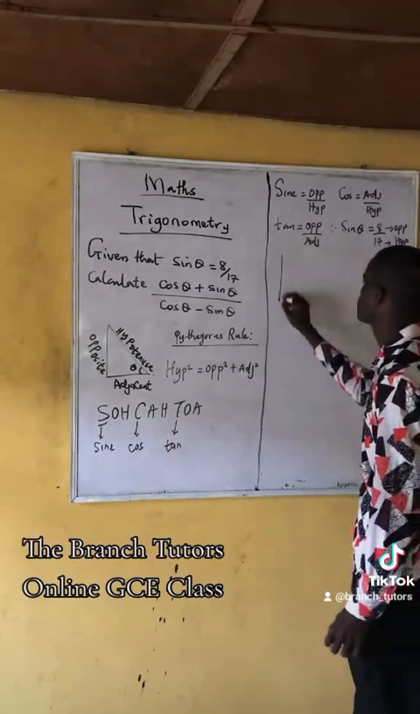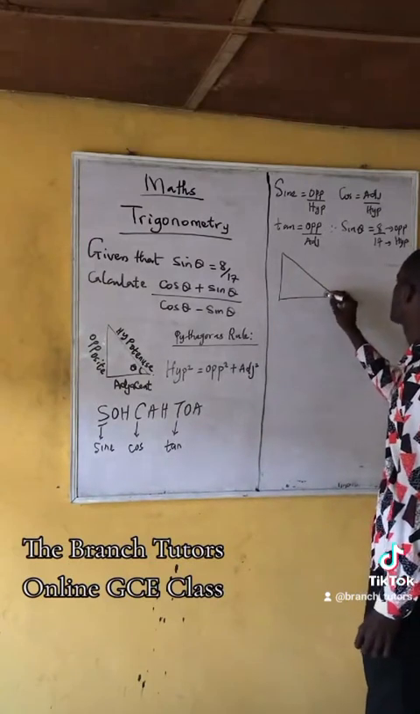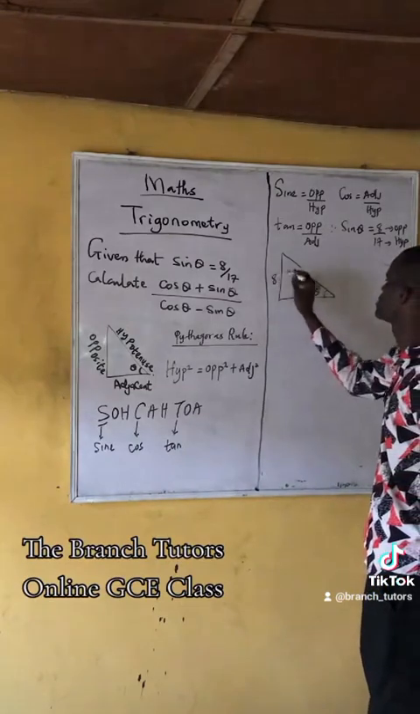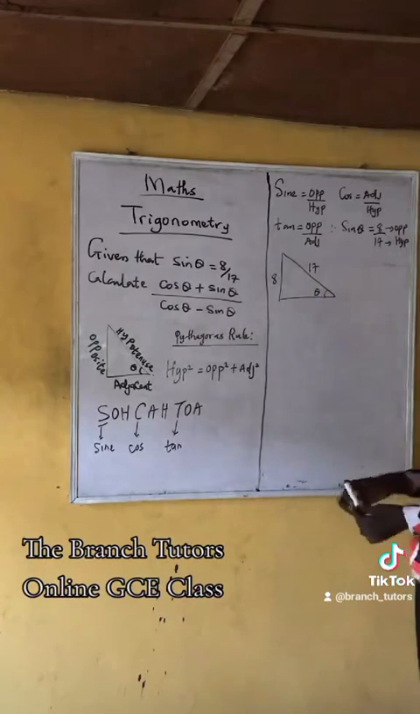Now let's draw the figure. Let's draw the right angle triangle here and put our theta here. Our opposite is 8 and our hypotenuse is 17. So what we are looking for is the adjacent.